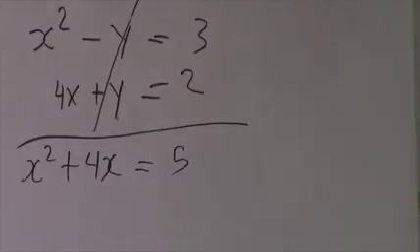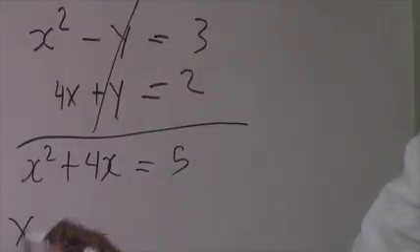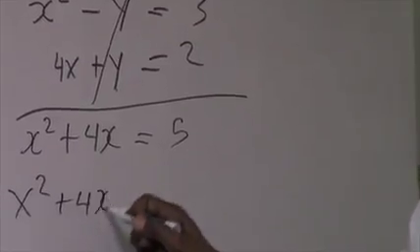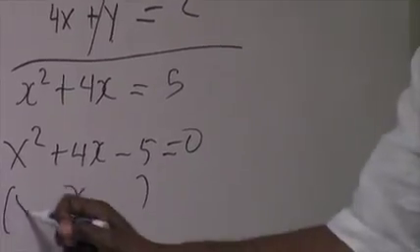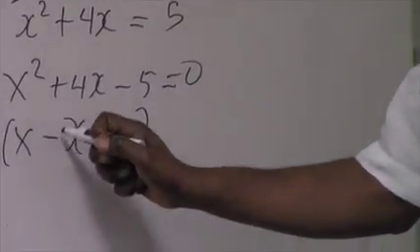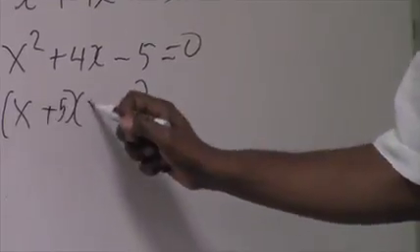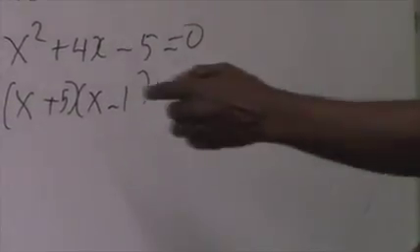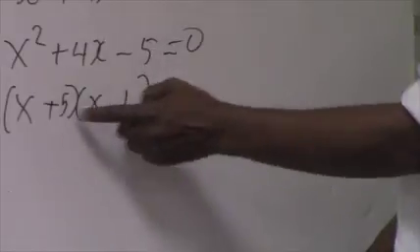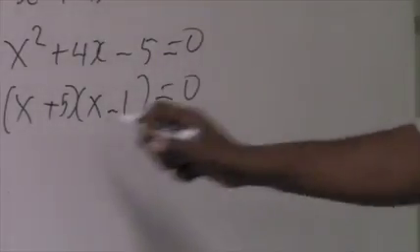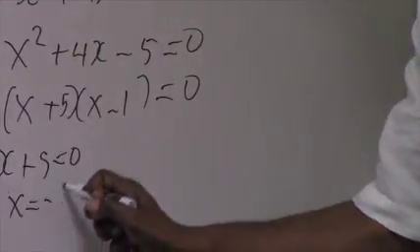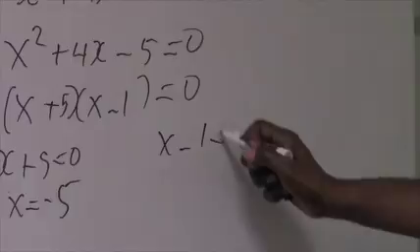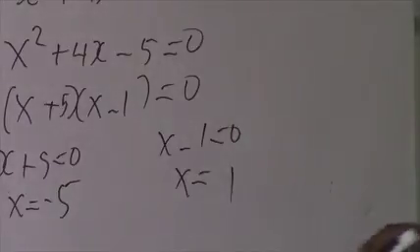So then I'm using elimination. I can bring everything on one side: x squared plus 4x minus 5 equals to 0. And then I will solve this. So this is going to give me x plus 5, x minus 1, because 5 times negative 1 is negative 5, and 5 minus 1 is 4, equals 0. And then when I solve here, I will have x plus 5 equals 0, meaning x equals negative 5. x minus 1 equals 0, meaning x equals 1. And so I have two x values as my solution.